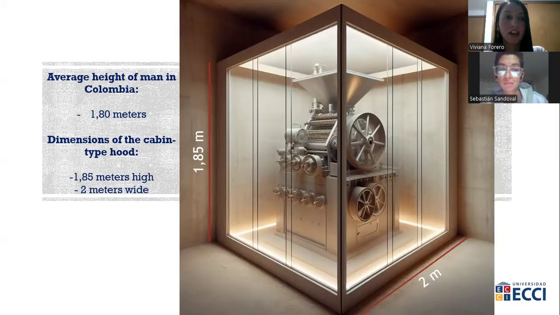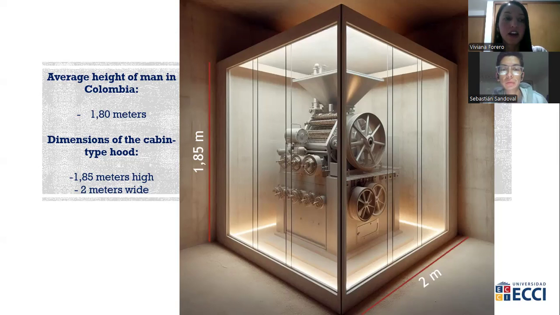Okay, the measurements of the cabin were planned keeping in mind the dimensions of the mill, that is the drawing that we have in that slide, and the average height of a Colombian man. As the mill has a width of 1 meter, we thought of leaving a margin of 50 centimeters on each side of the mill, having a total width of 2 meters for the cabin.